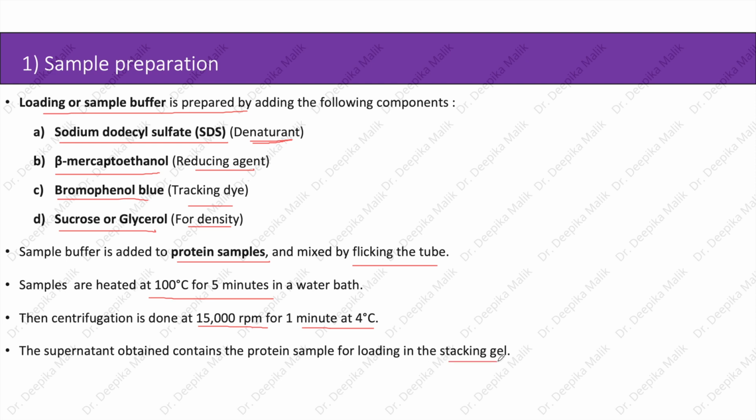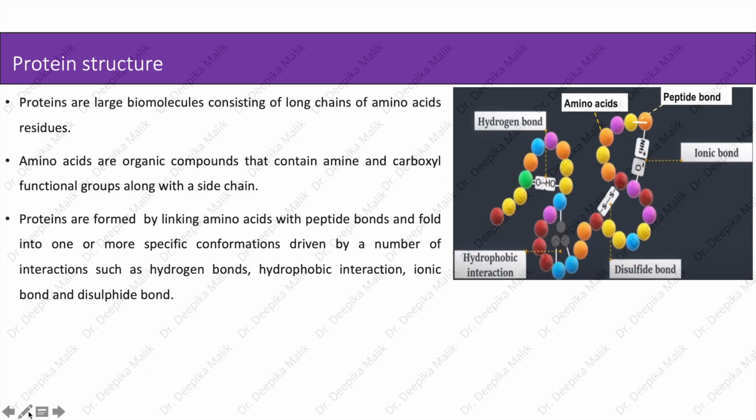Now to understand what exactly these components do, let's review the protein structure. Proteins are large biomolecules consisting of large chains of amino acid residues. Amino acids are organic compounds that contain amine and carboxyl functional groups along with the side chain. Proteins are formed by linking amino acids with peptide bonds and fold into one or more specific conformations driven by a number of interactions such as hydrogen bonds, hydrophobic interactions, ionic bond and disulfide bond, as you can see in the diagram.